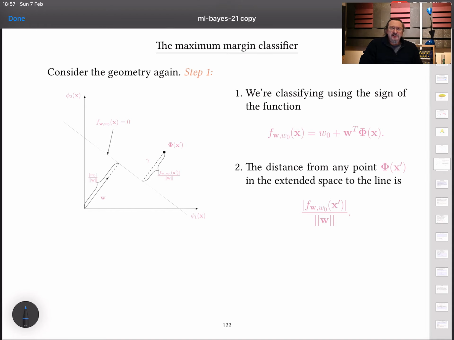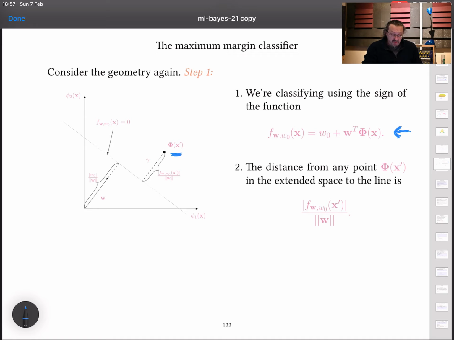So step one is just to consider what's happening now that we map into the extended space. And the answer is, well, it's not much different. Okay, we've just mapped using capital phi into an extended space. We're going to classify using the sign of this function. Okay, class +1 if f of x is bigger than 0, and class -1 if f of x is less than 0. And in the extended space, the geometry remains the same as previously. Any point x prime will now be mapped into the extended space as phi of x prime. And everything else stays the same.